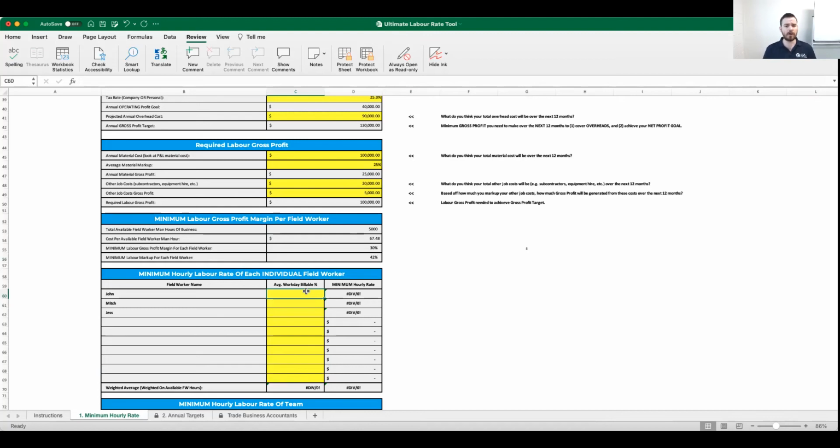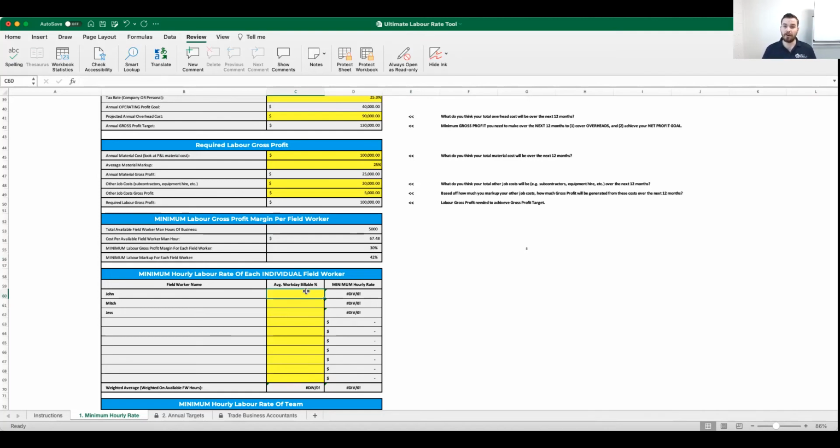So I recommend looking at it from a week. So if you look over a 40-hour work week, so that's your 8 hours by your 5 days, 40 hours, on average, how billable are each of your field workers over those 40 hours? So for example, if they're billable 30 hours of those 40 hours, well, that means that they've got a billable percentage of 75%. So here we just need to make some estimations.